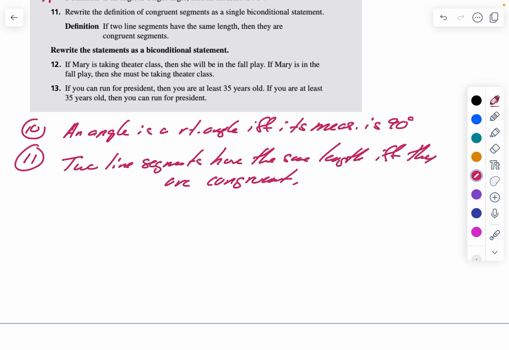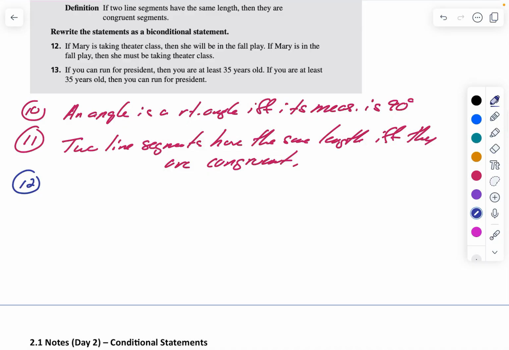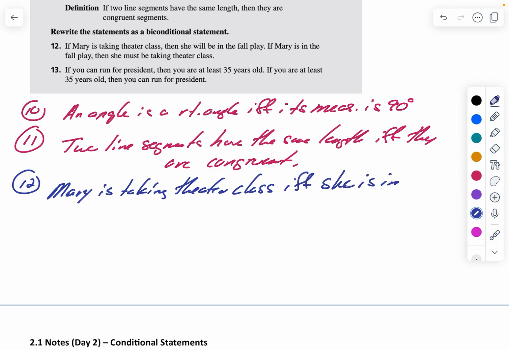So what they're giving us in 12 and 13 is the conditional and the converse, and they want us to rewrite it as a biconditional. So we see if Mary's taking theater class, then she'll be in the fall play. If Mary's in the fall play, she must be taking theater class. And so we could say Mary is taking theater class if and only if she is in the fall play.